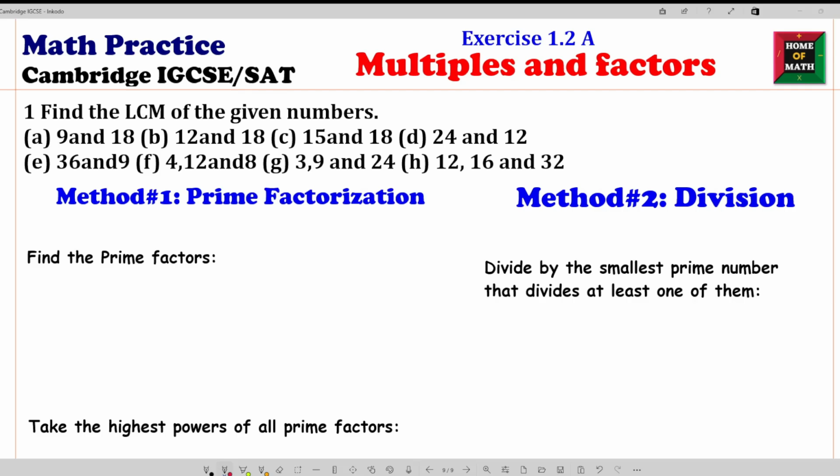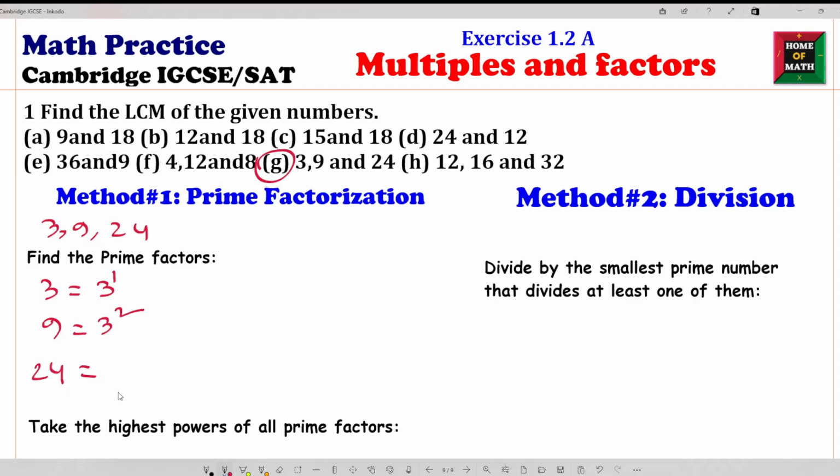Now we will start number G. Here we have 3, 9 and 24. We have to find the LCM by prime factorization. For prime factorization, 3 we can write as just 3, 3 times 1, so 3 to the power 1. 9 means 3 square.